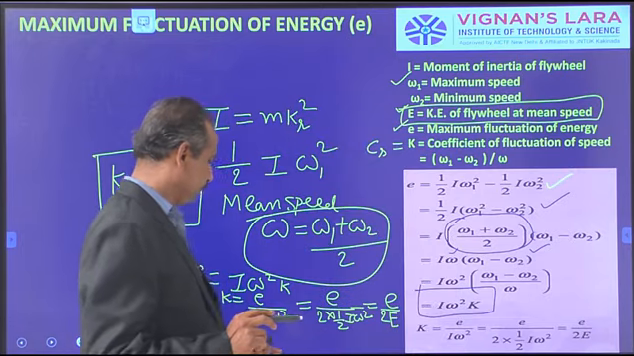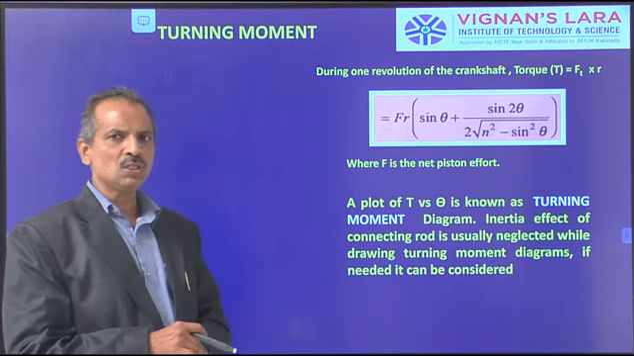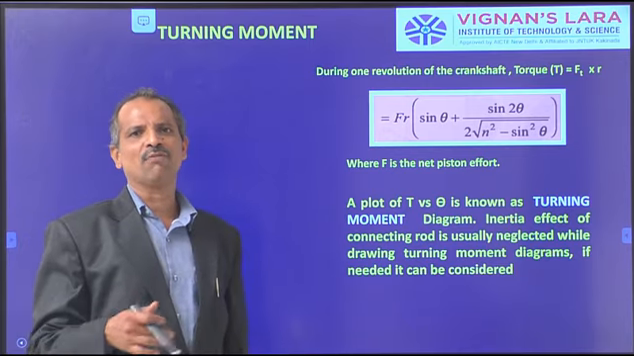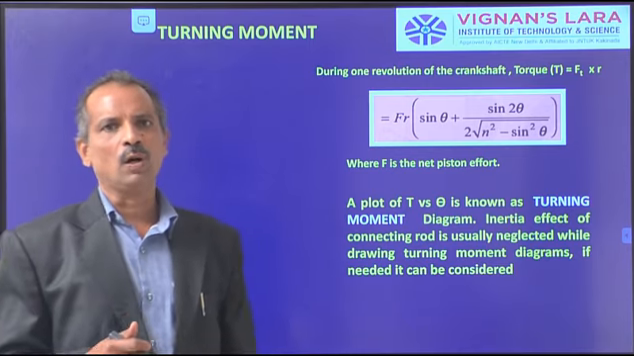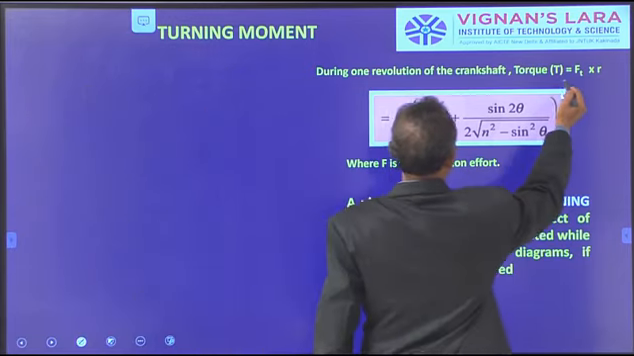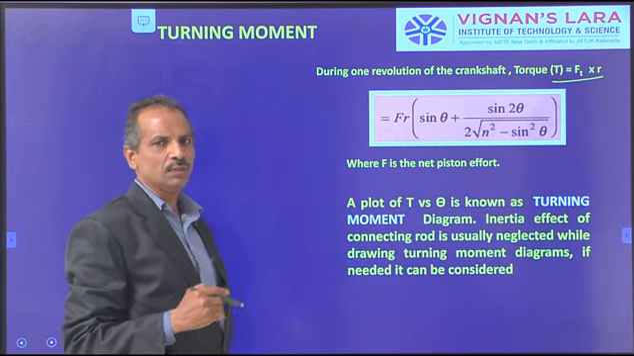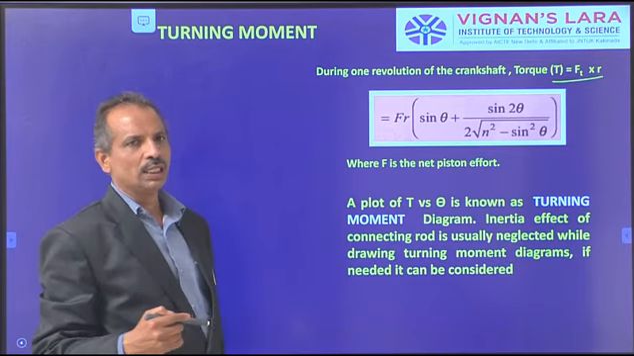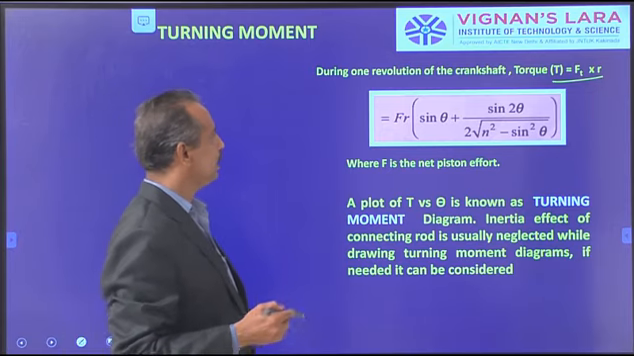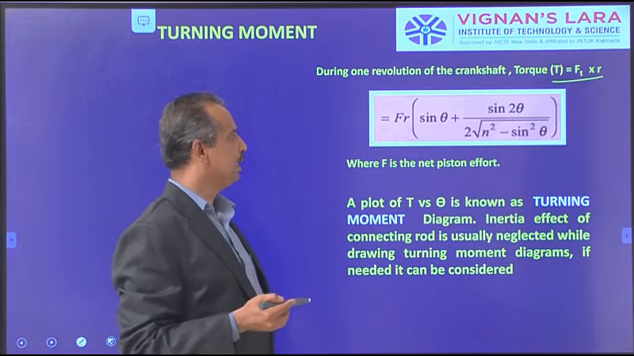Okay, then we will see the turning moment diagrams and what turning moment is. We have already studied in the first part of the third unit a term called turning moment, which gives Ft into R. So during one revolution of the crankshaft, the torque T is given by Ft into R. We have already derived the value of Ft in terms of F, theta and N.